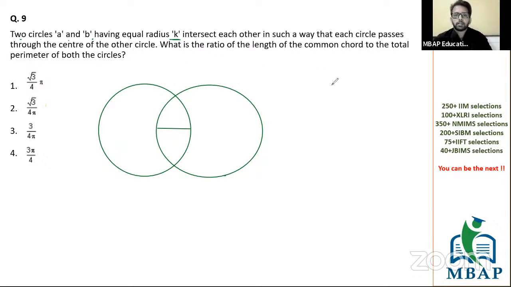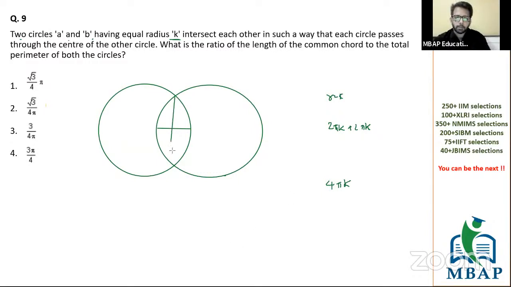Okay, so it is being told to you that the radius is K. If the radius is K, perimeter would be 2 pi K plus 2 pi K because there are two circles. So the overall perimeter would be how much? It's going to be just 2 pi K. You can consider it to be 1, 2, 3, 4. You can assume a random value.